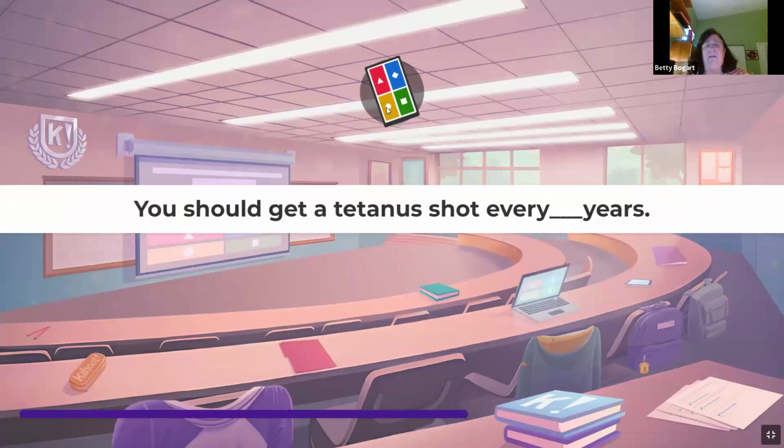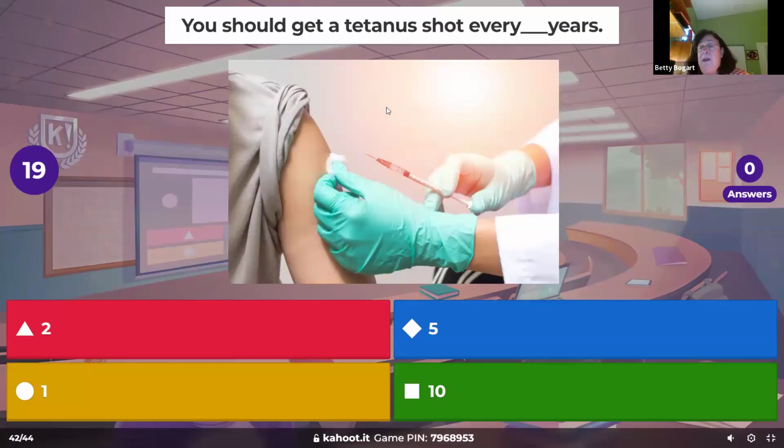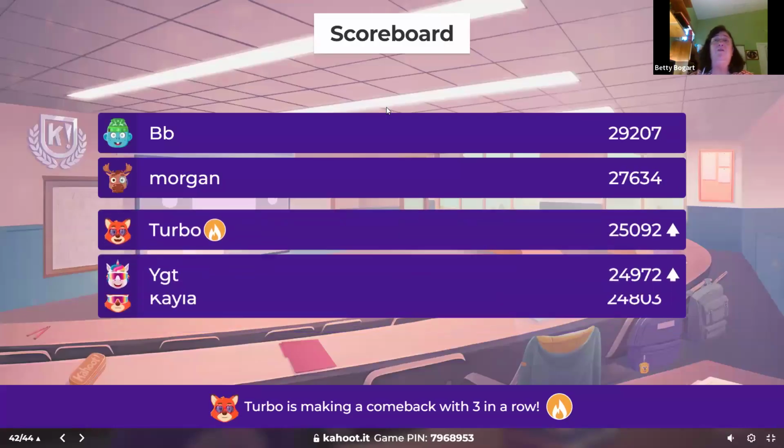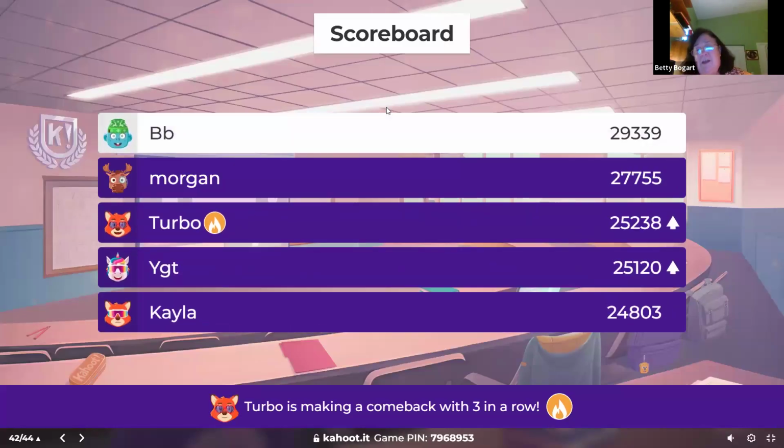You should get a tetanus shot every how many years? And it's every 10 years. As I said, it's changed over the years. They're doing tetanus with diphtheria now. They're doing double shots. They're feeling they need also to boost that one if you weren't aware about that.